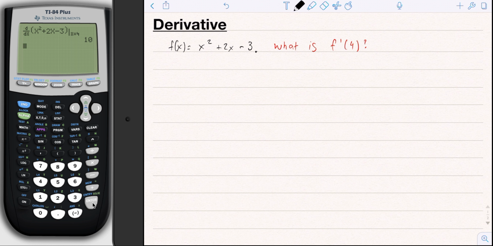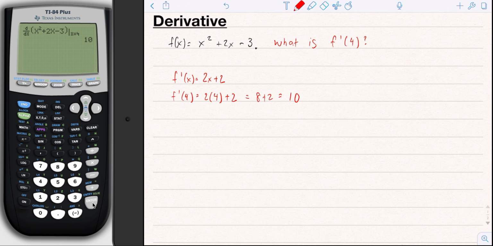So let's double check to see if we're correct. When we take the derivative, we have f prime of x is equal to 2x plus 2. And so when we plug in 4, we get 2 times 4 plus 2, and we see that is equal to 8 plus 2, which is equal to 10. So great, we match our answer with our graphing calculator answer. And so this is how you would do it on your graphing calculator.